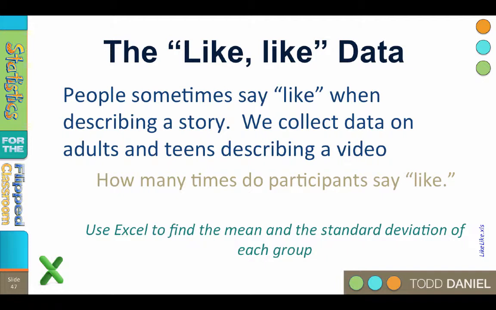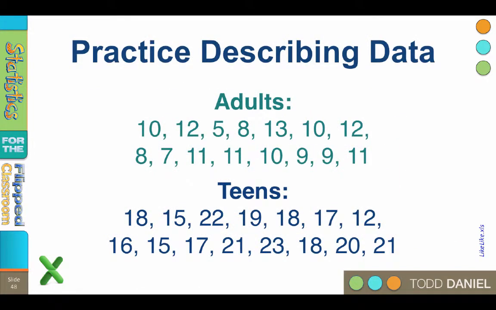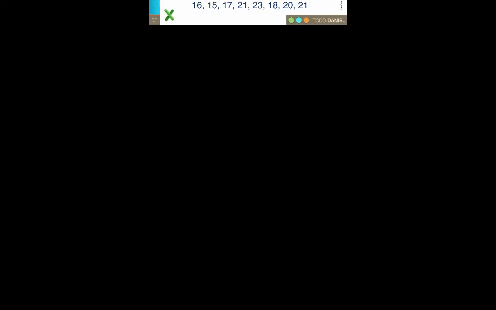But this led to some interesting research. So you decide to count the number of times that both adults and teenagers use the word "like" when describing a video they have just watched. I will give you the dummy data, and then we'll use Excel to calculate the standard deviation of each group by hand. Here are the data. Let's go to Excel to enter them.